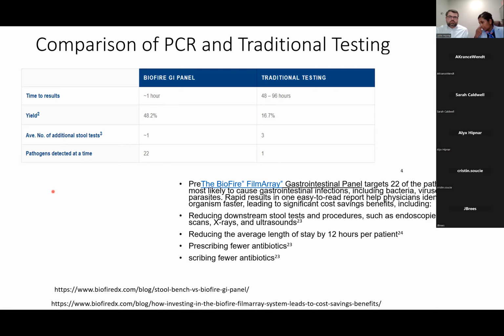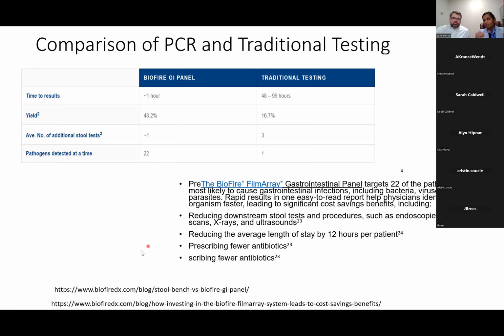PCR yield, how often you're able to identify an organism, is almost 50%. Traditional stool culturing techniques only did about 16%. With PCR, they can probe a lot of bacteria, parasites, and viruses, for example 22 organisms in this company's panel, from one specimen. But with traditional stool testing, you're just doing one pathogen at a time. Their claim to fame is that they reduce average length of stay by 12 hours, and lead to fewer antibiotics prescribed and a lower duration. Again, no financial conflict of interest, this was just from their site.